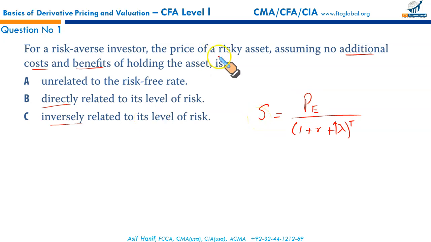The price of the risky asset is inversely related to its level of risk. So which means not directly or not unrelated. They are related but inversely related. So that makes C the correct option.